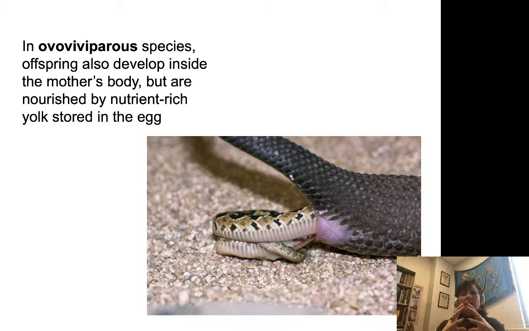Ovoviviparity is a condition where you have development completely within the female, but it's within the egg. So offspring are within eggs that are developing within the parent, and then when it's time to be born, they basically emerge from the egg within the female. When they come out, it looks like you see in this picture here, like normal live birth, like many mammals do. But in fact, that individual developed within an egg within the mother. That's ovoviviparity.